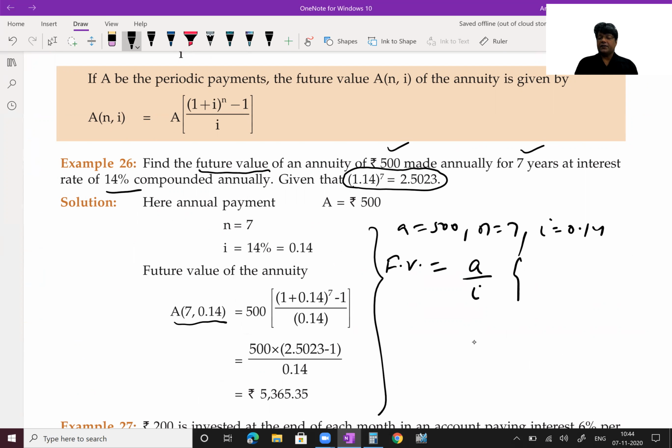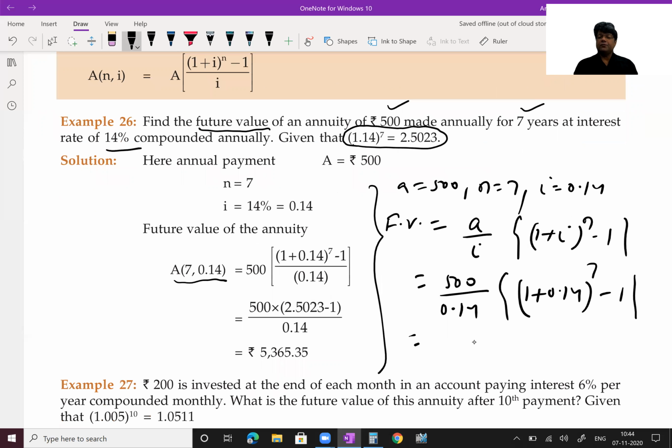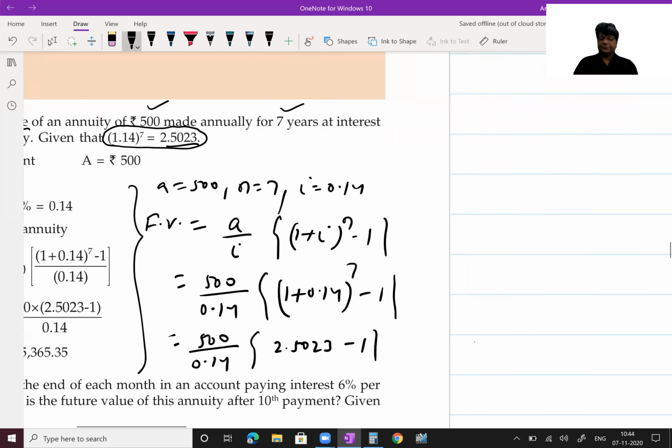A by I into 1 plus I to the power n minus 1. Your A value 500 divided by I 0.14 into 1 plus 0.14 to the power n, how much? 7, minus 1. But here we will not use the calculator. We will use their supplied value 2.5023. So it will be 500 by 0.14 into 2.5023 minus 1. Now you can use the calculator.